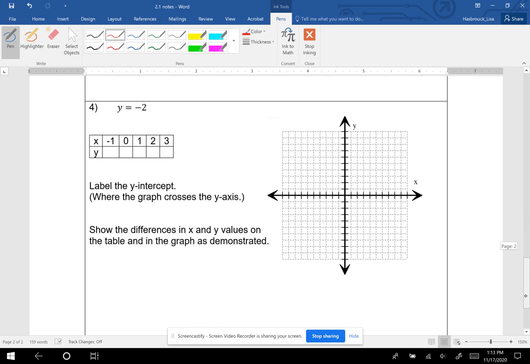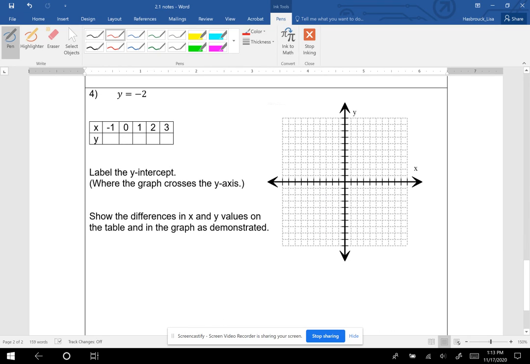Okay, here's the last one. This one's a little trickier. There's just a y value. It tells us y is -2. So this is as if x is being multiplied by 0, right? Because there's no x value. So 0 times x is 0, which would leave us y equals -2. Okay, so what this means is no matter what our x value is, our y value will always be -2.